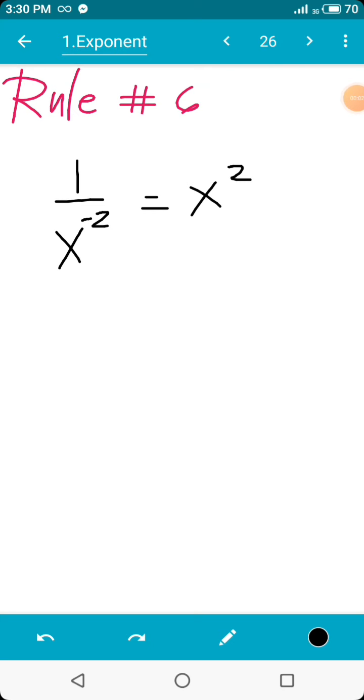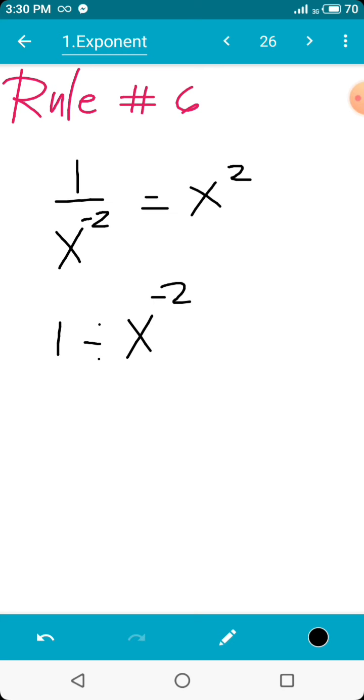Okay, so another example ng rule number 6 is, we have here 1 over x raised to negative 2. Okay? And that will become x squared. So, this time, magiging positive na yung exponent natin. So, ang nangyari, remember kapag fraction, so we can write it as division, tama? So, it could be 1 divided by x raised to negative 2.